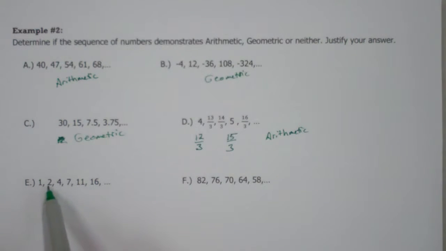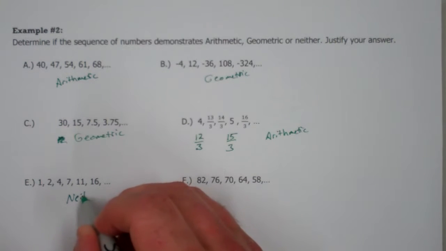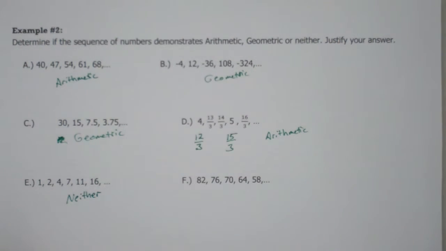With part E, we would add 1, then add 2, then add 3. Although there's a pattern there, actually we're not adding the same thing, so it's not arithmetic. And for this one, we'd multiply by 2, but then this position would have to be 8 for it to be geometric. So it'd be neither. Your justification could be you don't add or multiply by the same thing, so it can't be arithmetic or geometric.